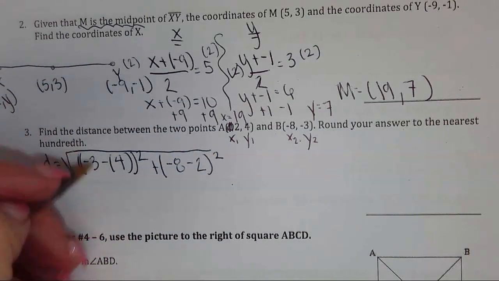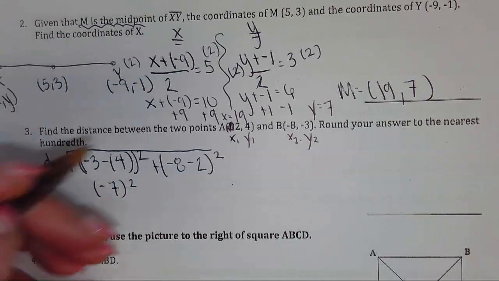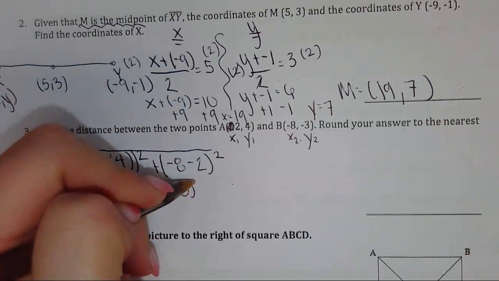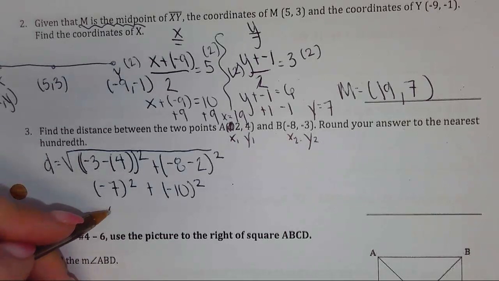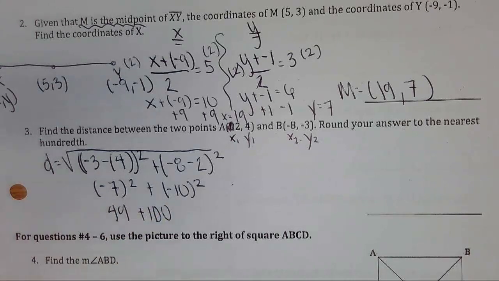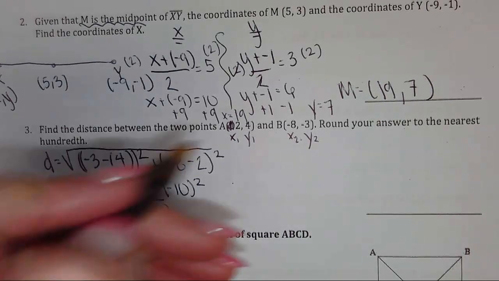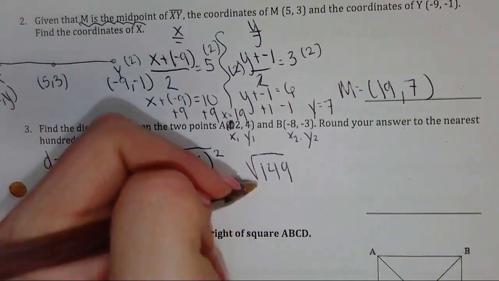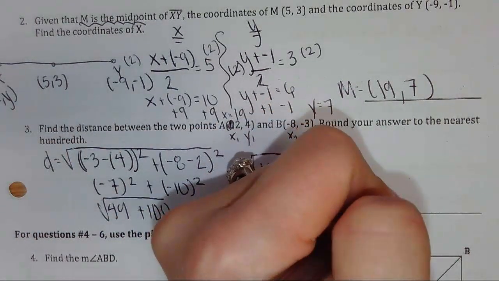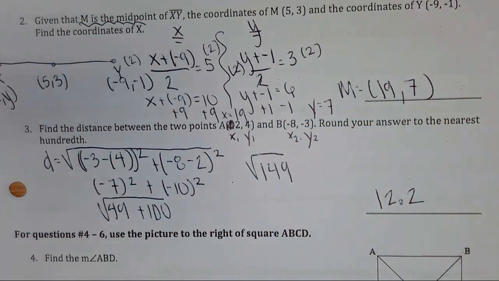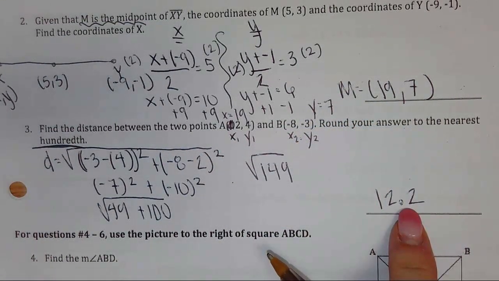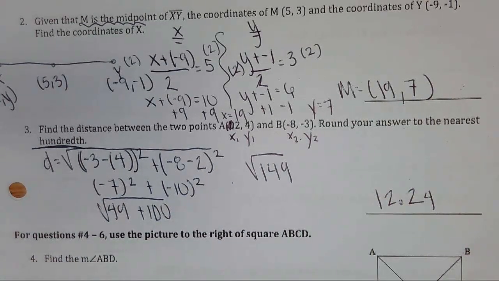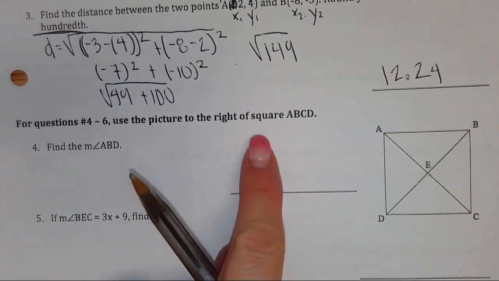So -3 minus 4 is -7. I'm going to have to square that. And then -8 minus 2 is -10, and I'll square that. I'll end up with 49 plus 100, which will give me 149. I will take the square root, and I will get 12.2 something. It says to round to the nearest hundredth. I don't remember what that was. Maybe 4 or 3.